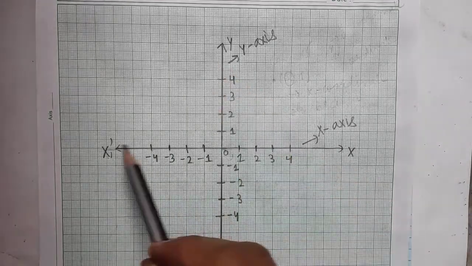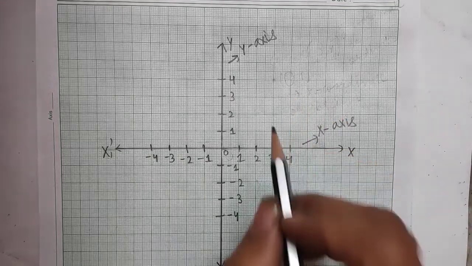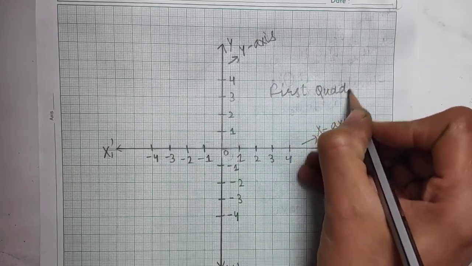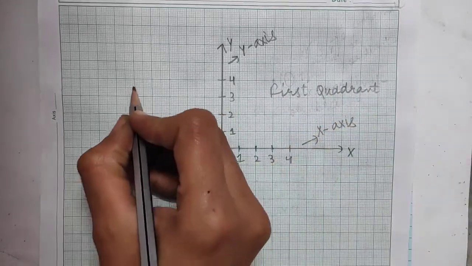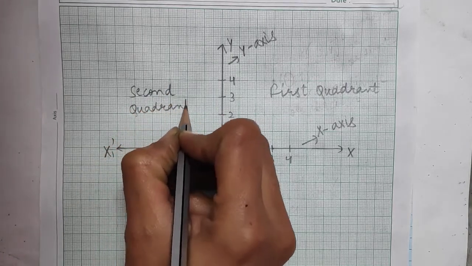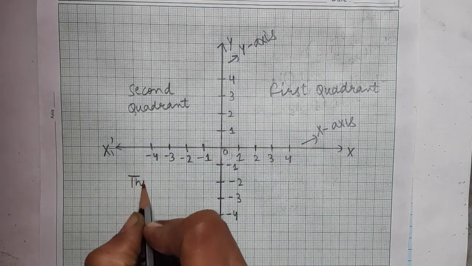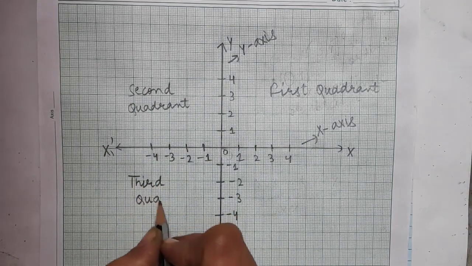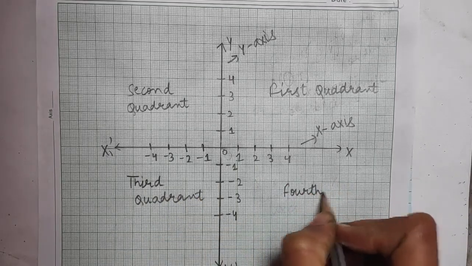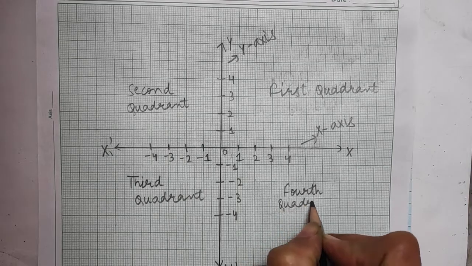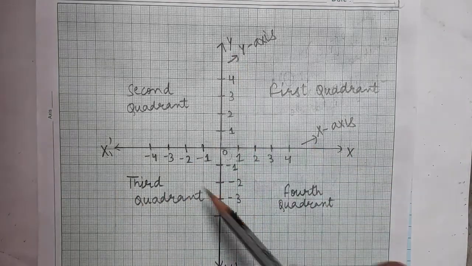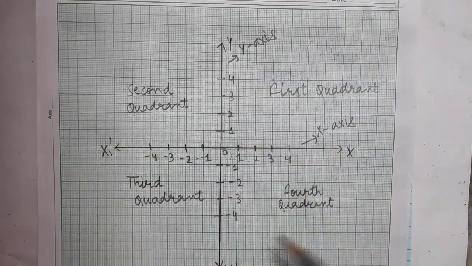Now these two axes divide the plane into 4 parts. This is the first quadrant. This is the second quadrant. This is the third quadrant. And this is the fourth quadrant. So these two axes are dividing the plane into 4 parts. You can see 4 parts are there.